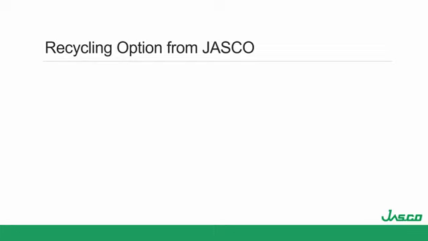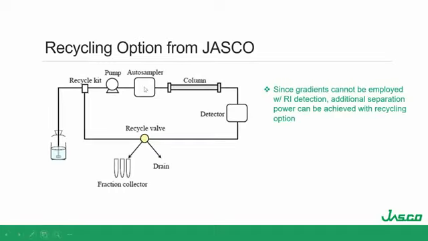Well, recycling is one option. Another option is to use a bunch of columns in series, which a lot of people do. But in this case, a bunch of columns would not be necessary. So here you see we have our system. We have our pump, our autosampler, our column and detector, just like you would in any other system. As you come out of the detector, you come to a recycle valve.